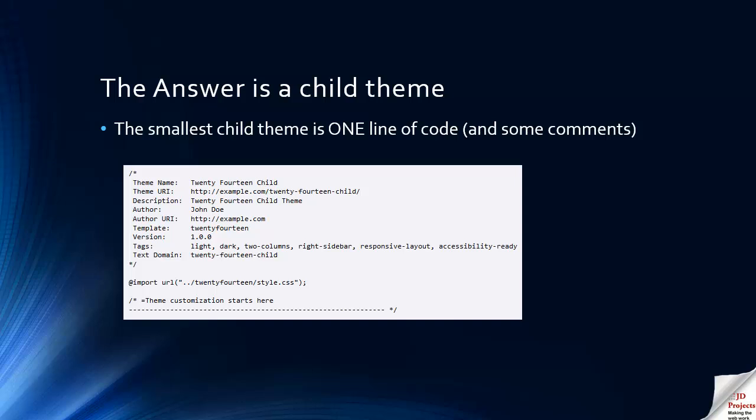And the one line of code is the line that starts at import, and all that actually does is say I am referring to the 2014 style.css file. In other words, I am referring to the 2014 theme. So that is telling WordPress that if this child theme is activated, it should refer to the 2014 standard theme, the parent theme, for all its options.